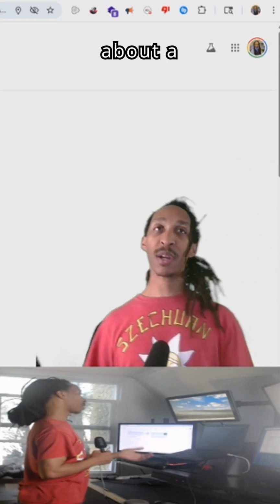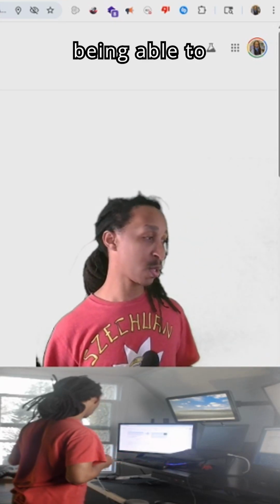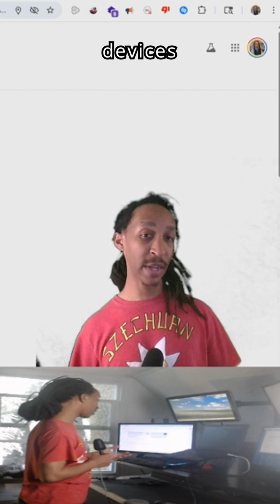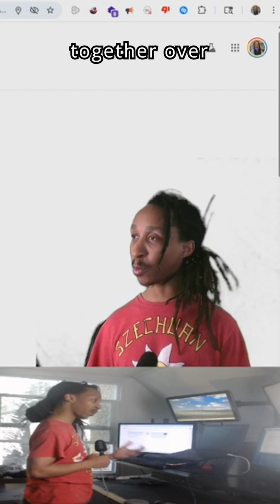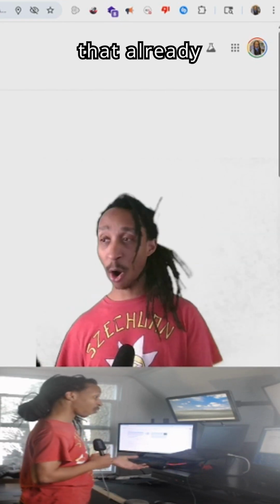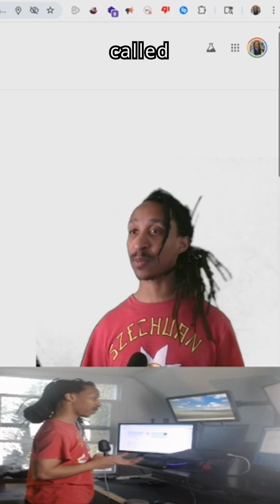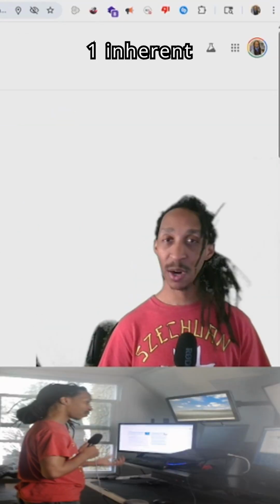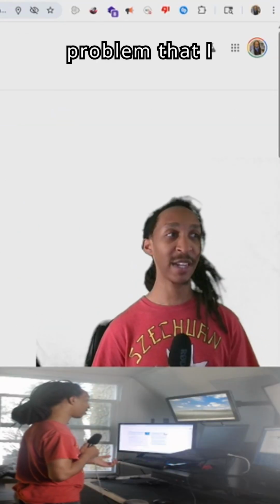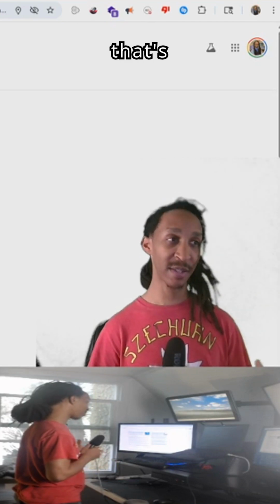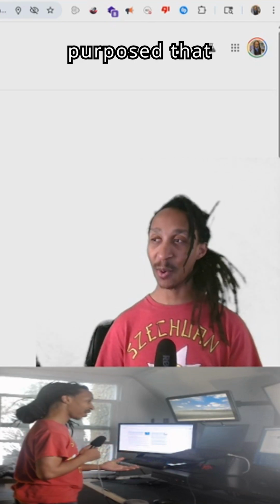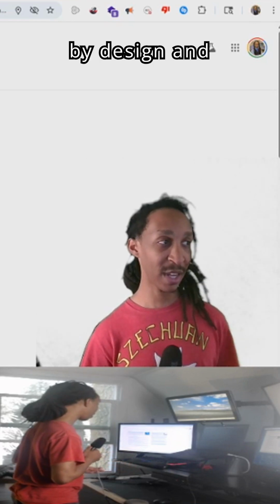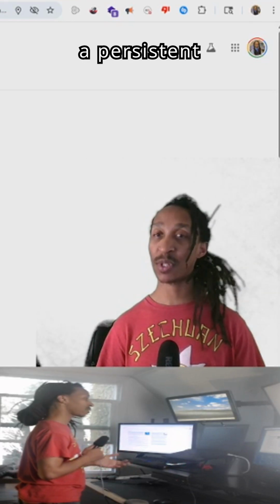I was thinking about a concept of being able to connect two devices together over pretty much any network. Something like that already exists. It's called peer-to-peer. But there was one inherent problem that I didn't like about it that's actually purposed that way. It was actually built by design, and that is that you can't have a persistent connection.